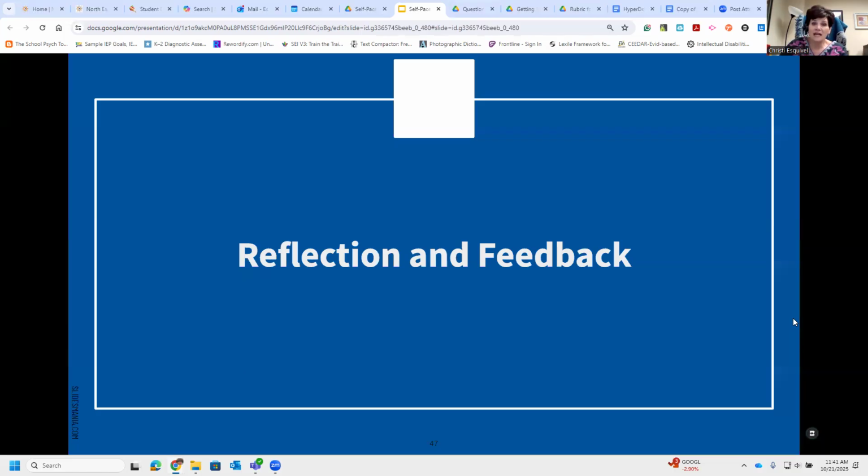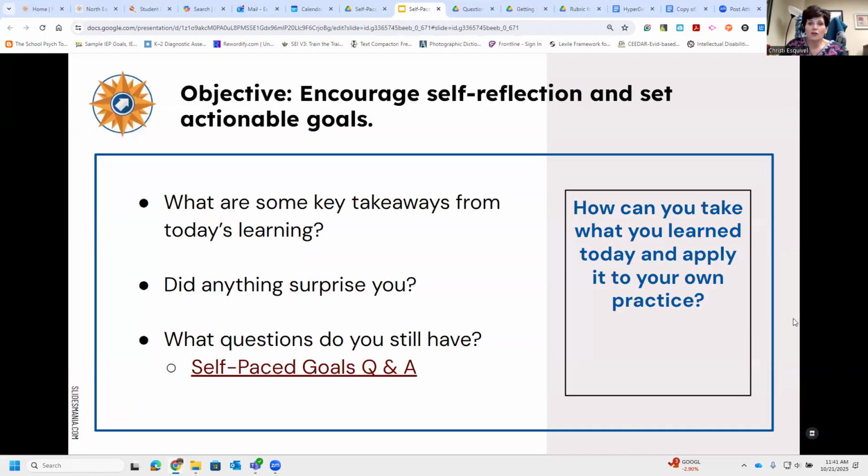As we wrap up, take a few minutes to reflect. What are your key takeaways from today's session? Did anything surprise you? How can you take what you've learned today and apply it to your own practice? Do you still have questions? If so, please use the self-paced goals Q&A document that's linked on the hyperdoc and on this slide. I will monitor the Q&A weekly and provide answers to questions.